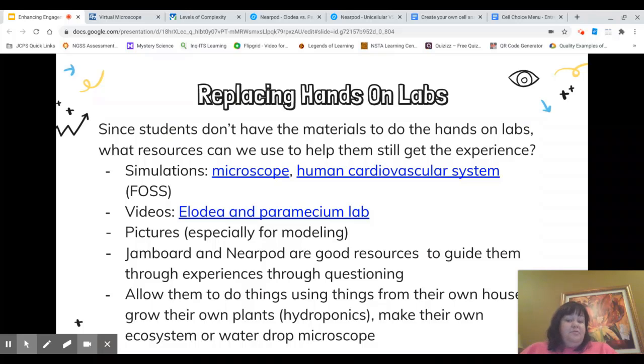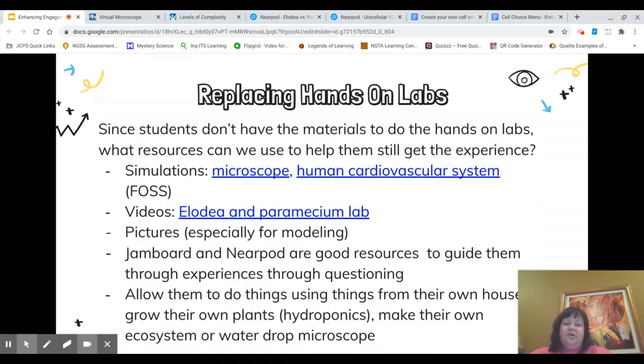You can also allow them to do things using their own household items. Some things I just made optional, like, hey, if you've got this, you can try this. If you want to grow your own plant, try hydroponics, make your own ecosystem, or make a water drop microscope, I gave them directions if they wanted to try that. Those are more hands-on things they could try if they had some of that stuff at home.